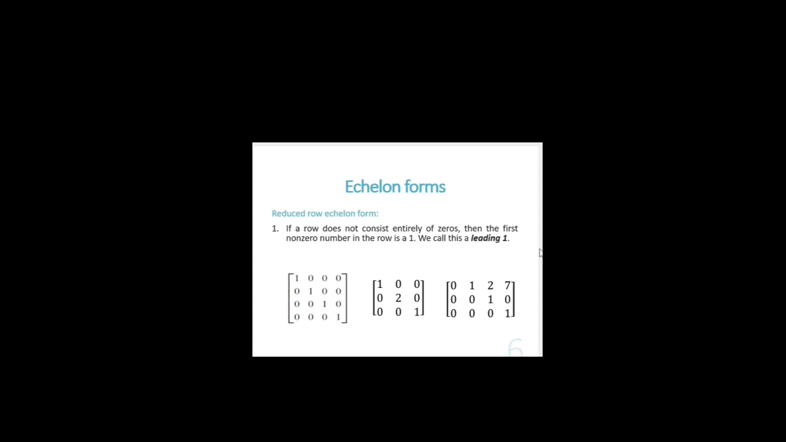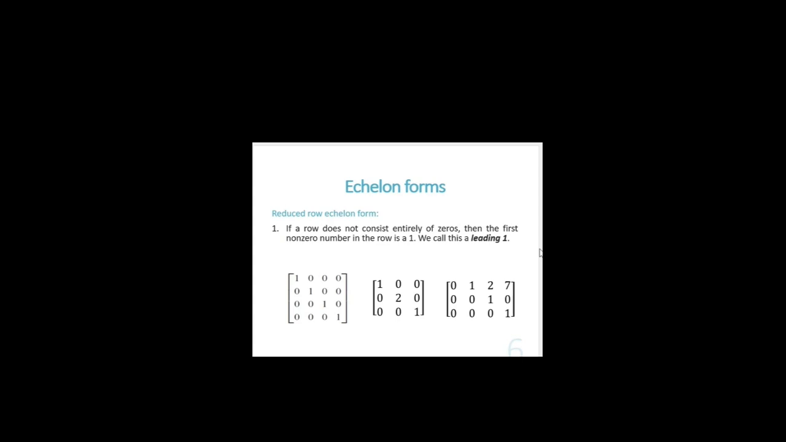So our property number 1 is: if a row does not consist entirely of zeros, then the first non-zero number in the row is a 1. So this is going to be the leading 1. It doesn't consist entirely of zeros, but the first non-zero number is going to be a 1. Here, this one was a 1. Here, all the rest of these were zeros, but when it did show up, it was a 1. Same for this row, same for this row.